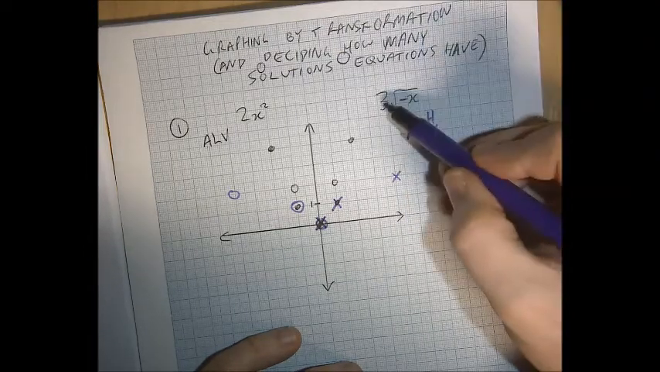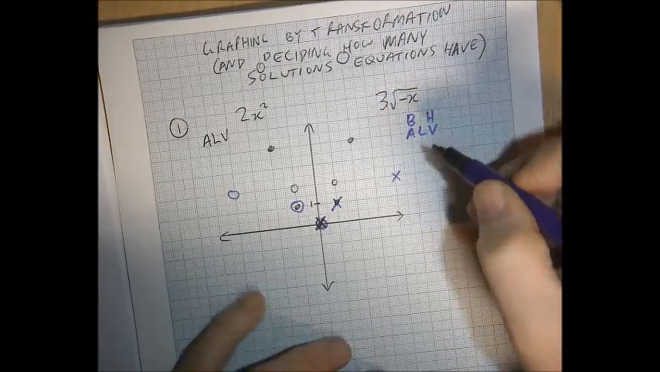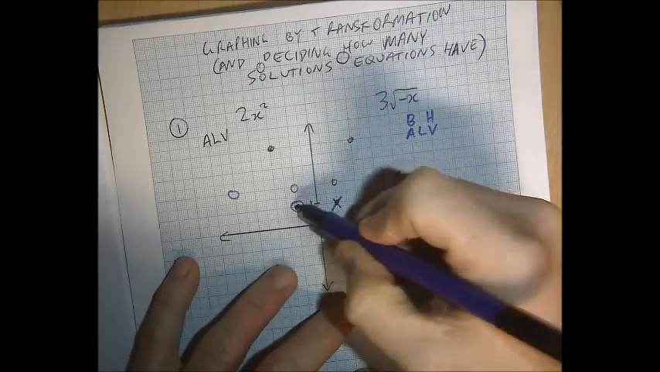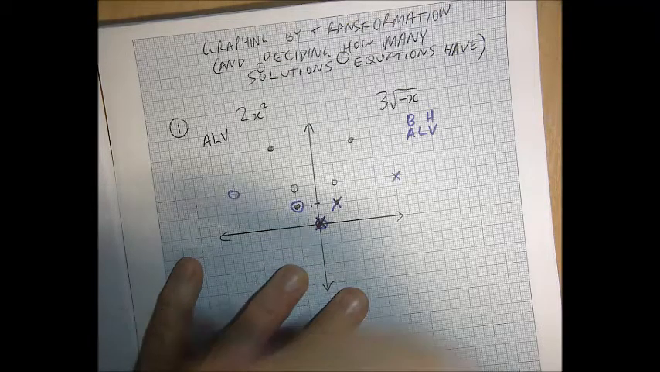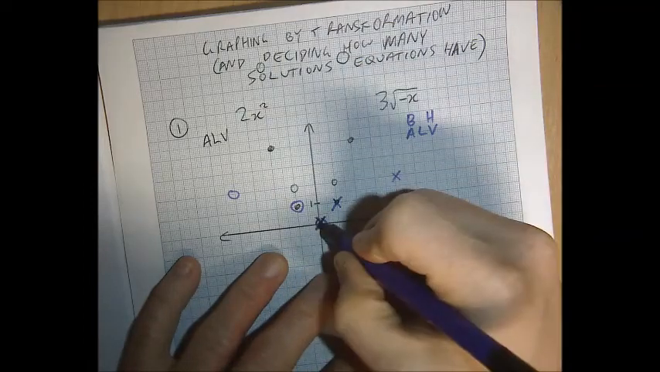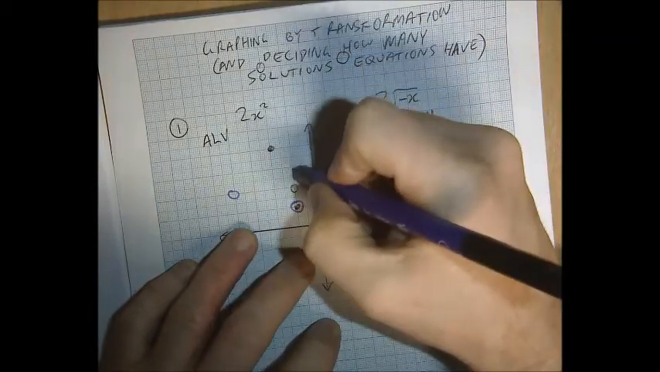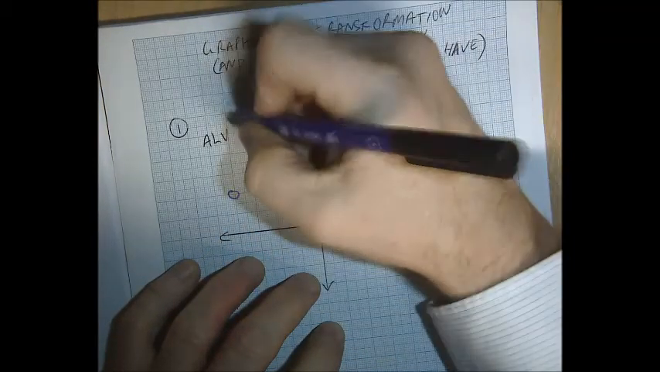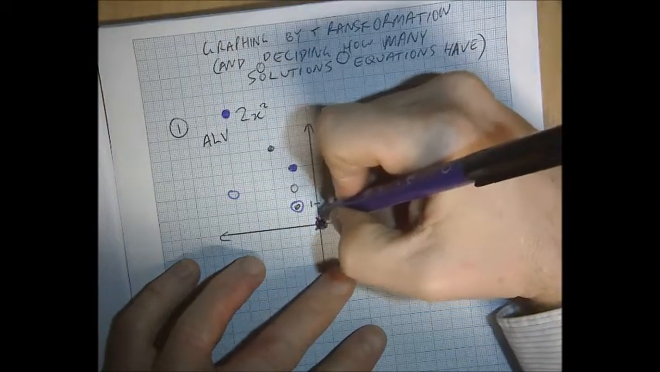When I see times by 3, I think stretch, and because this is logical, it is a stretch, and it's a vertical stretch. So these purple circles are going to become purple dots, and they're going to be 3 times as high. Currently 0 high, still 0 high. Currently 1 high, now 3 high. Currently 2 high, now 6 high. And this is my final answer.